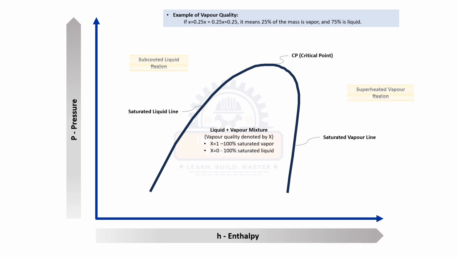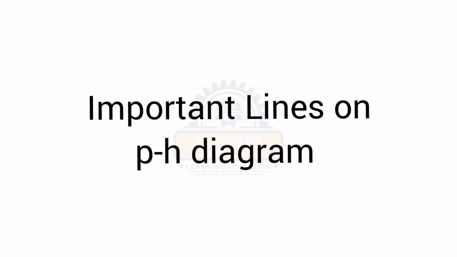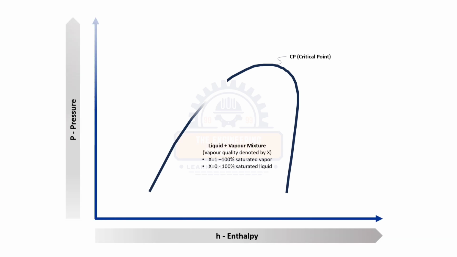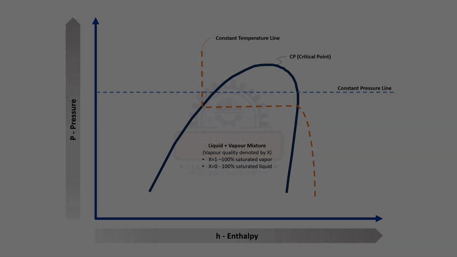So here left side region is the subcooled region and the right side region is the superheated vapor region, as shown in the graph. When you want to plot the refrigerant properties on these charts, there are few important lines you need to know. In pH chart, the line coming on your screen is a constant temperature line, and the blue line here is the constant pressure line. So these are two basic lines. Apart from that, there are many lines on the pH chart. If you want, we can bring another series of videos where we can explain in detail.